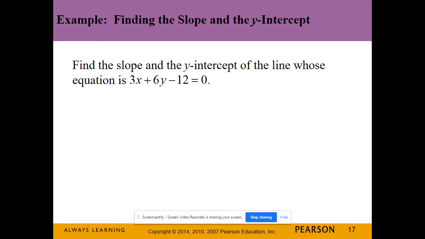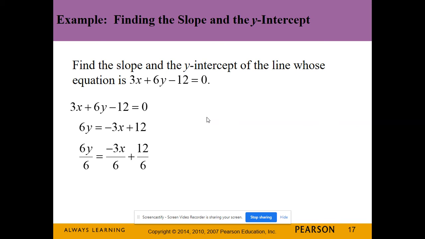If I'm asked a question where I'm just trying to find the y-intercept and the slope, I'm going to put it in slope-intercept form. So the first thing I would do, I'll take the equation. Slope-intercept form, remember, is getting y by itself. So the first thing I would do is subtract the 3x to the other side. And then if I have 6y and I want y, I'm going to divide 6 from everything. And I end up with y equals negative 1/2 x plus 2.